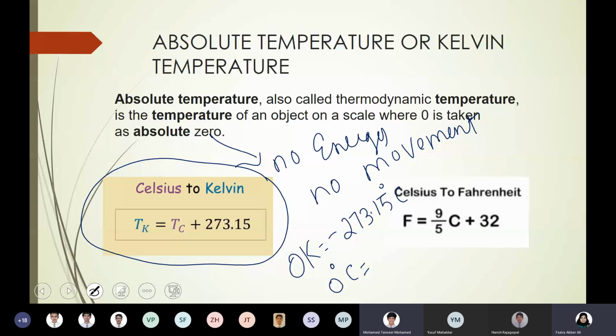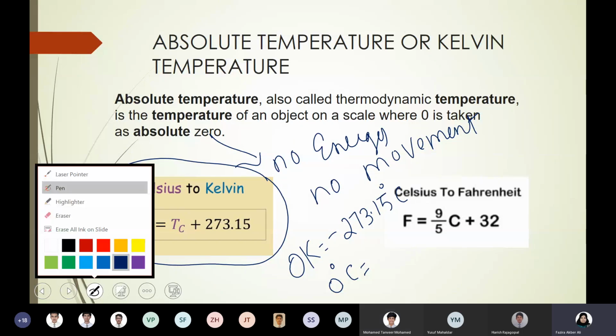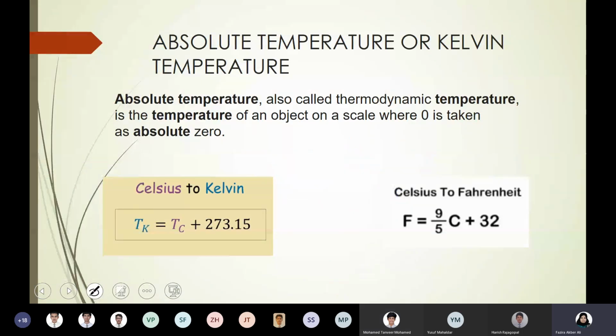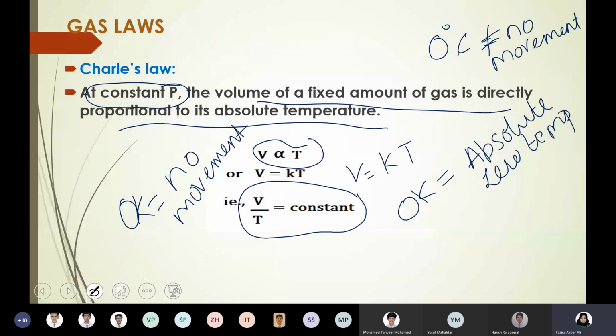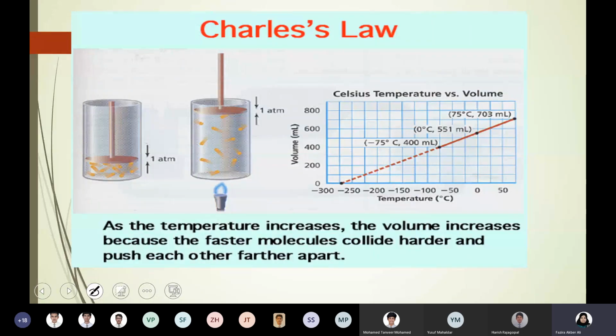Okay, anyway, this part is just for understanding, but in Charles' law, make sure that they are always using absolute temperature. On the basis of absolute temperature only they are defining. As you can see in the diagram, the pressure remains at 1 atmosphere. As the temperature increases, the volume increases because faster molecules collide harder and push each other farther apart. This is the explanation why, at constant pressure, volume increases with temperature.